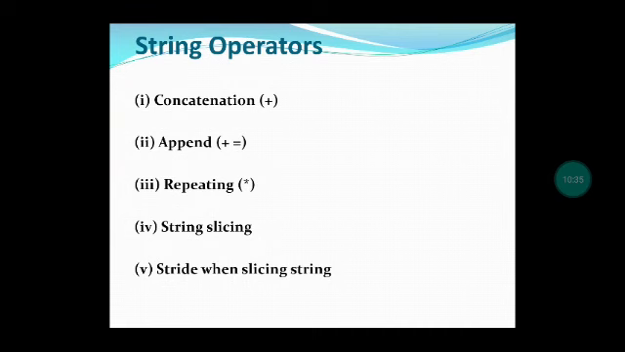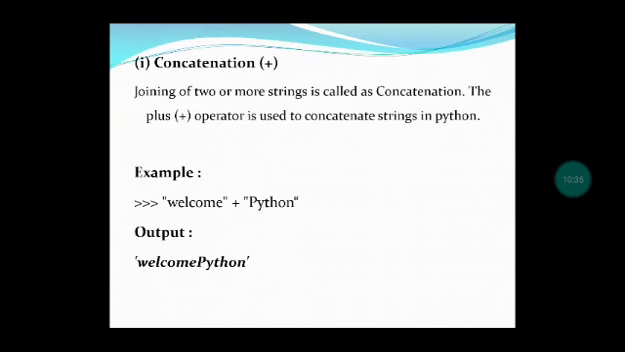First, let us see the concatenation operator. Concatenation means just we are adding two or more strings by using the plus operator. That is called concatenation. In C++, we are using the function for concatenation as concat, C-O-N-C-A-T. But here we are using plus symbol in Python. So let us see the example. Welcome, it is given in double quotes, plus, next given in double quotes, Python. So welcome plus Python, the output will be welcome Python. So we will get the result like this. We are not adding the numbers here. We are adding the strings by using the plus operator.